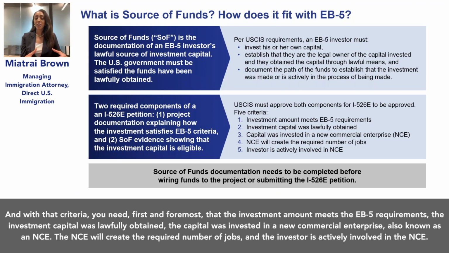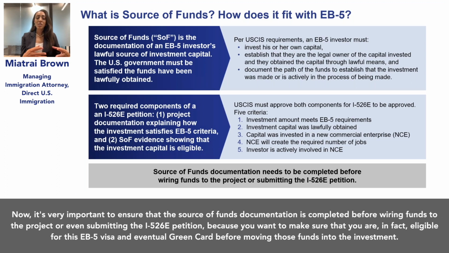And with that criteria, you need, first and foremost, that the investment amount meets the EB-5 requirements, the investment capital was lawfully obtained, and the capital was invested in a new commercial enterprise, also known as an NCE. Now, it's very important to ensure that the source of funds documentation is completed before wiring funds to the project or even submitting the I-526E petition, because you want to make sure that you are in fact eligible for this EB-5 visa and eventual green card before moving those funds into the investment.